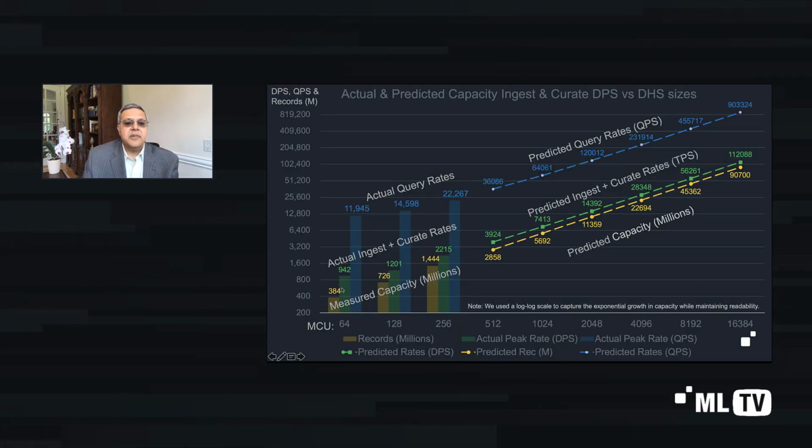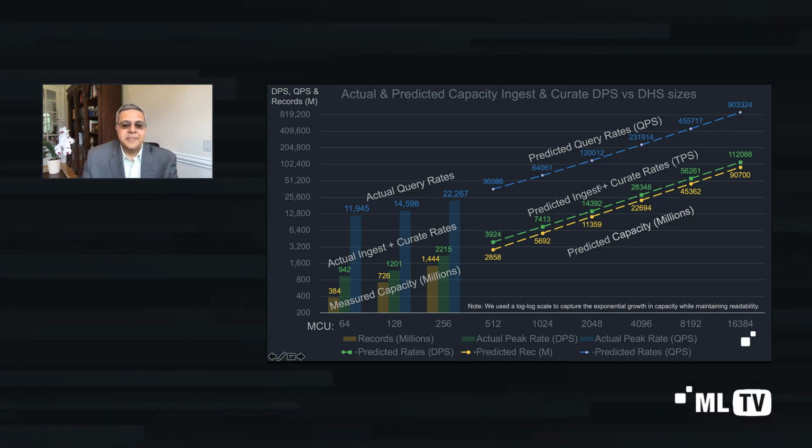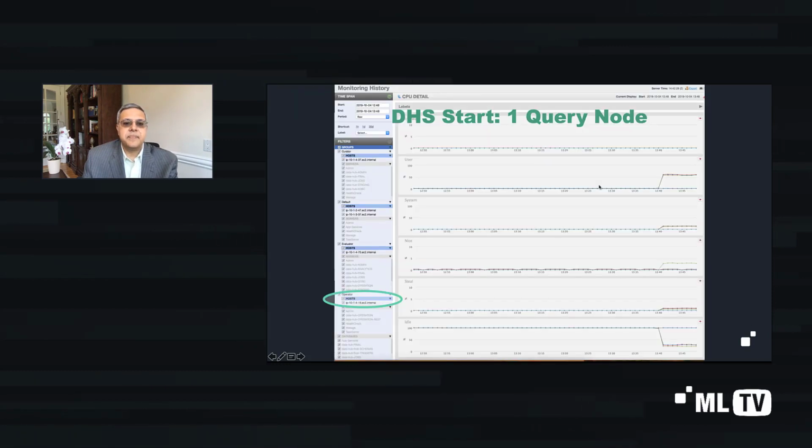So the yellow and green lines are from the previous graph. All that we have done now is add the query capacity rates, and for the small instance we were at 11,000, for the mid-sized instance we were about 15,000, and for the larger instance we were at 22,000 documents queried per second. And when you scale this out to the 16K cluster, we're looking at 900,000 queries per second, which is a rather large number.